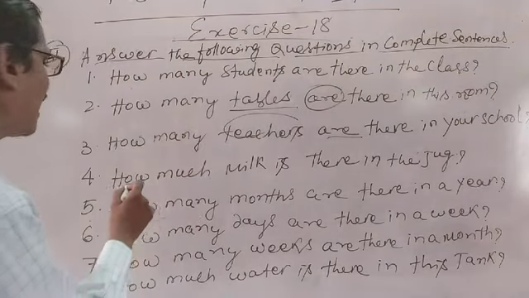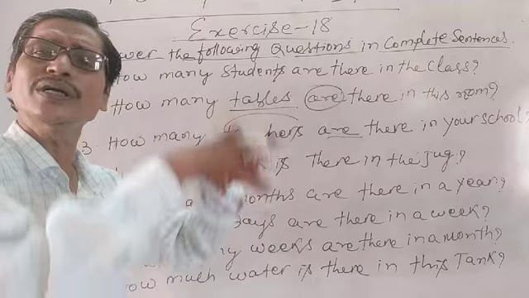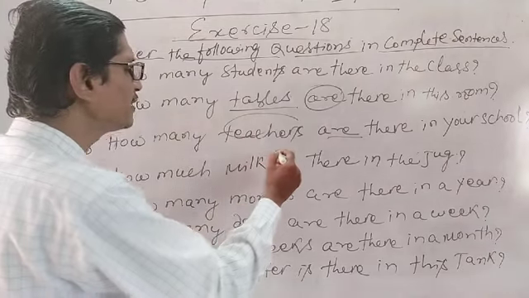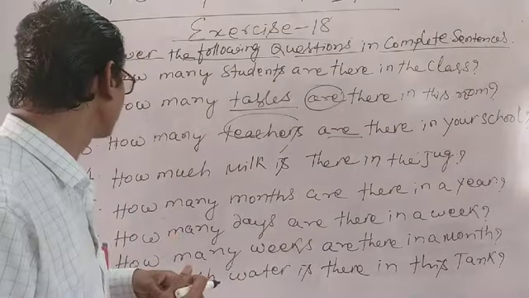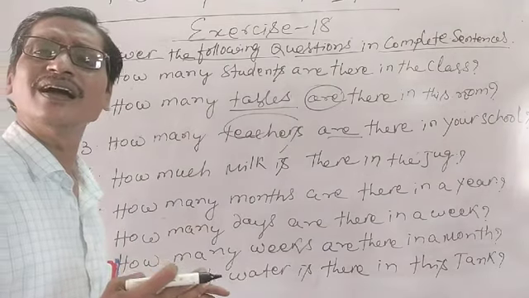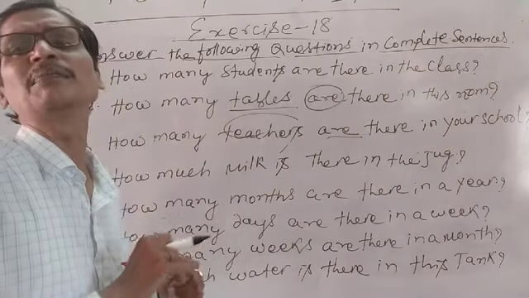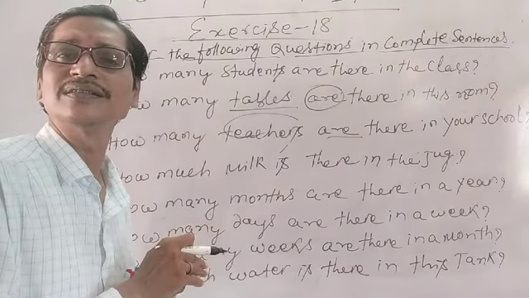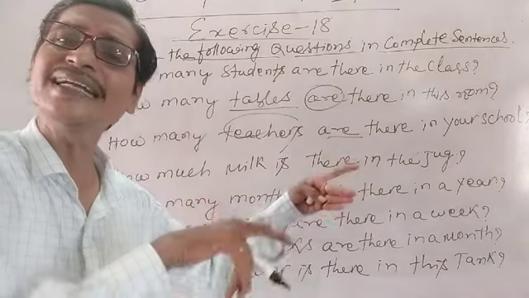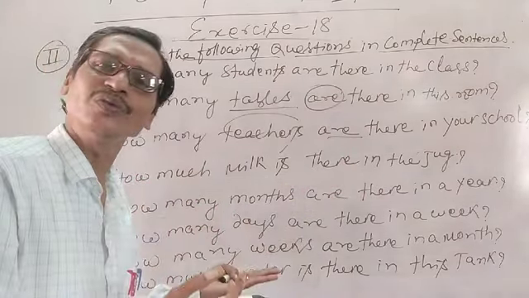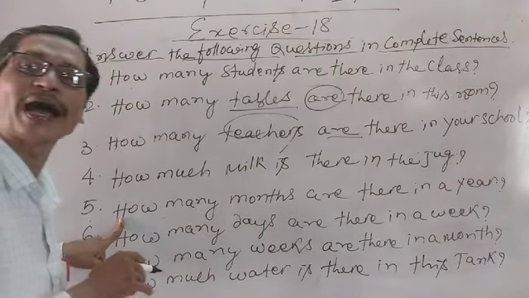So similarly, how much milk? Milk is an uncountable noun, so we are talking about its quantity. Therefore, a singular verb is used. How much milk? There is less milk. There is half a liter of milk in the jug. There is 1 liter of milk in the jug, also we can say. Understood? So similarly, next you see number 5.